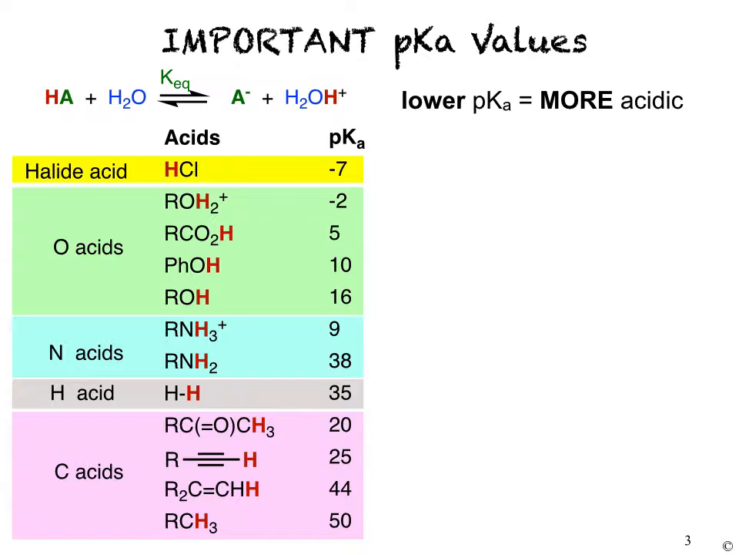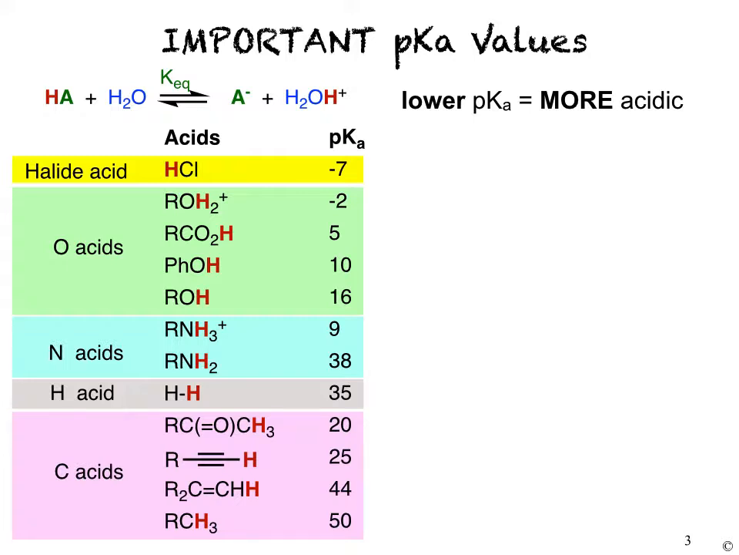The first acid that we have in the yellow box is a halide acid. This is HCl, pKa of -7. That's super acidic. That means that the Ka is 10 to the 7th, which means that this is really strongly favored to the right in the equilibrium reaction shown above. The HCl gives up almost all of its proton to the H2O, and so we have almost all H3O plus and Cl minus. And so then we have oxygen acids.